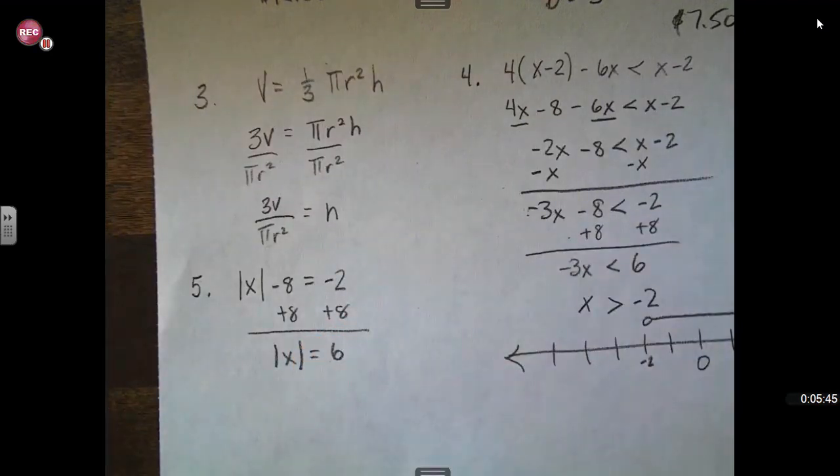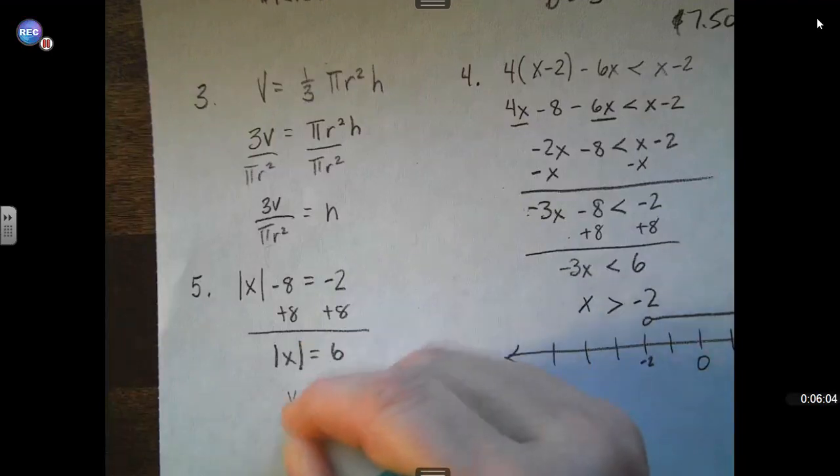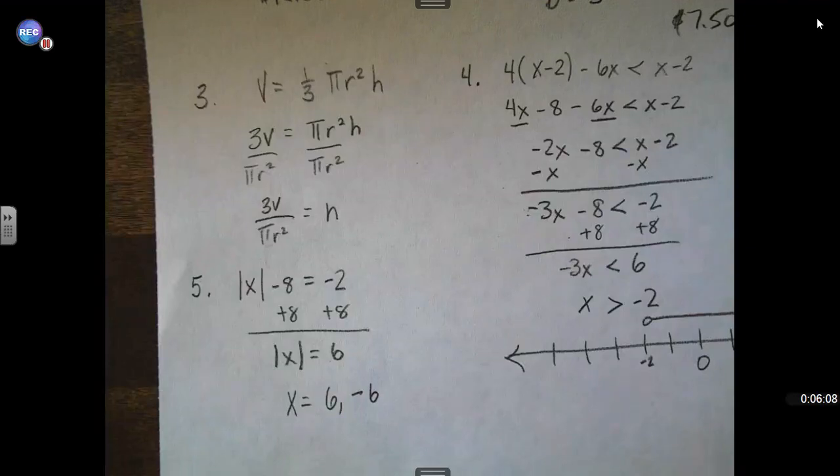Okay. And then to apply the definition of absolute value, this is asking us what numbers are 6 units from 0, because that is the definition. The absolute value of a number is its distance from 0. And so we say that x is +6 or x is -6, because both of those are 6 units from 0. Okay.